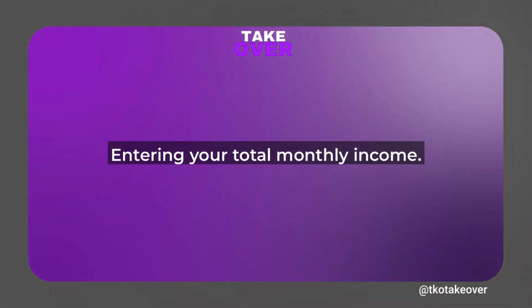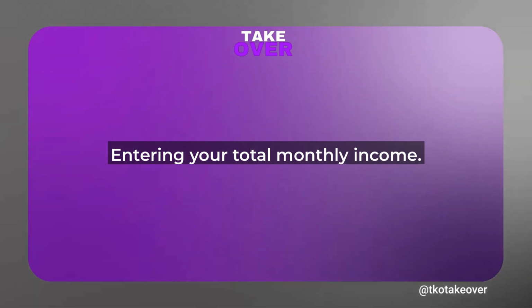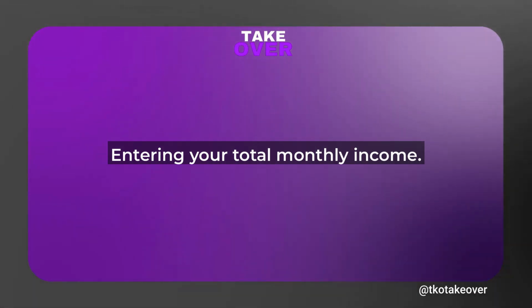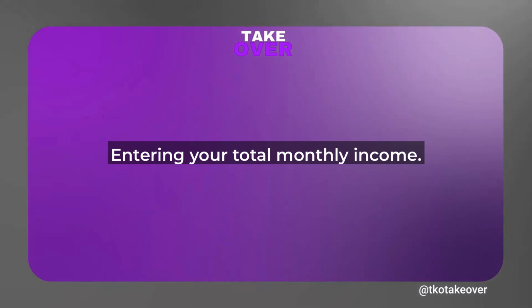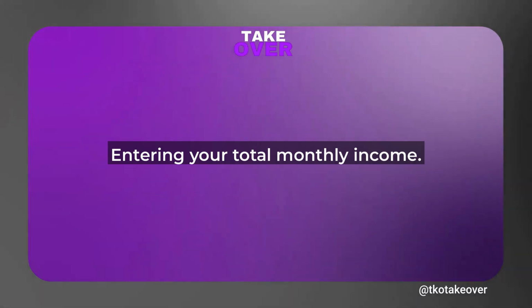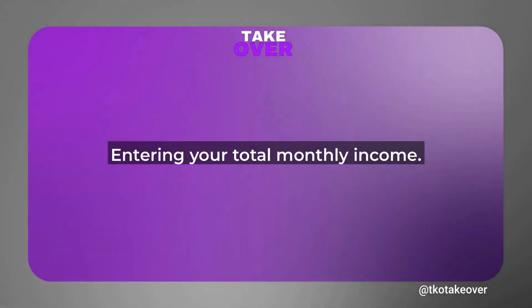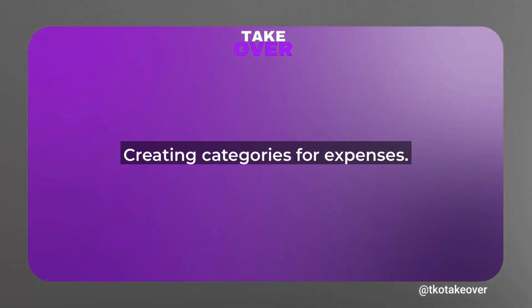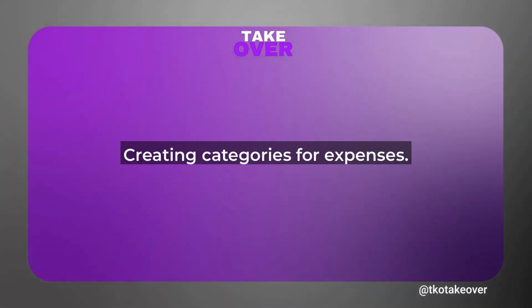Now, let's dive into the core feature, creating your budget. Open the app and tap on Start Budgeting. You'll be prompted to enter your total monthly income. Be honest here, that includes your salary, side gigs, or any other cash flow. Next, list out your expenses.